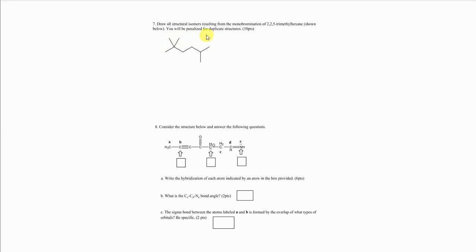All right, draw all the structural isomers resulting from the monobromination of this compound. You'll be penalized for duplicate structures. So it's very easy to draw duplicate structures. Earlier today, I messed up, and it's very easy to fall for this because look how she draws it. She draws these closer together than she draws this one over here. But in reality, you have to notice that these are all methyl groups coming off of this one carbon. So this is A. This is also, I'll draw B. This is A, and this is A.